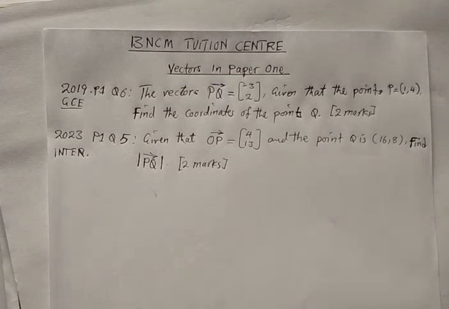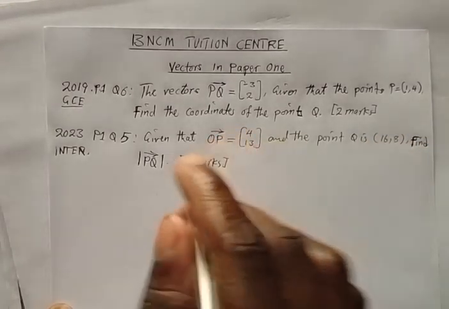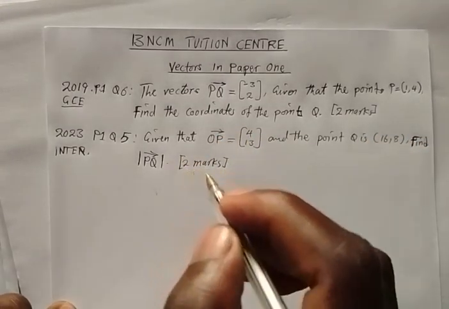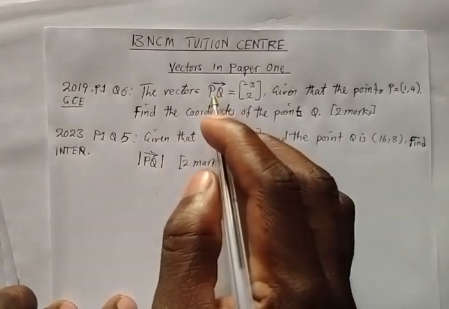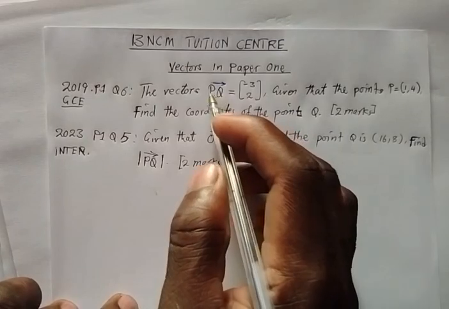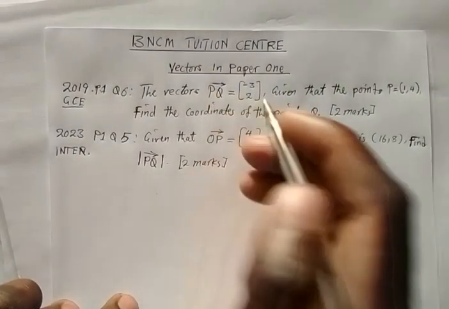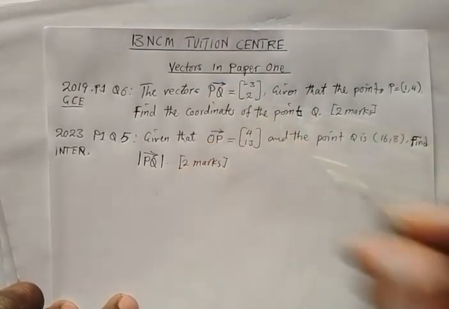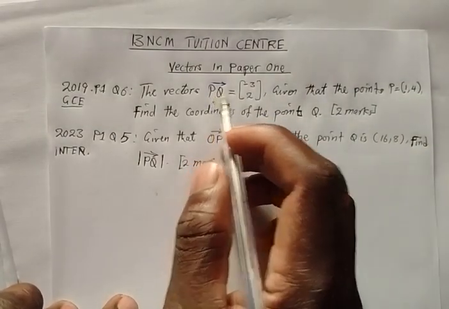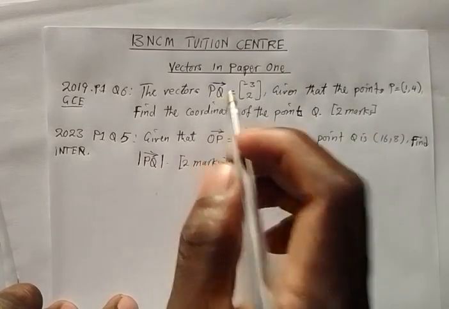So in 2019, paper 1, GCE, question 6, the question was: the vector PQ is equal to (-3, 2), given that the point P is equal to (1, 4). Find the coordinates of the point Q. For this question, you need the concept of position vectors. We are going to use the given vector PQ to develop the equation that is connecting the position vectors.